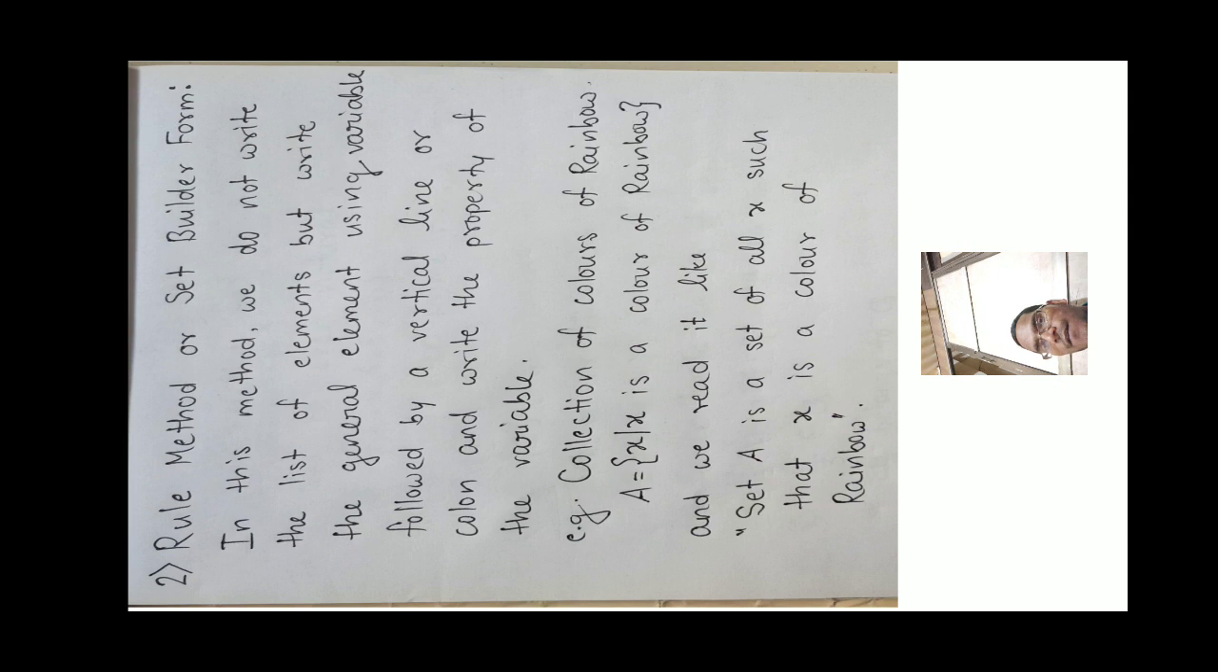So we have seen two methods. First one is listing method and second one is rule method. In listing method or roster form, we have made the list of all the elements, and while writing the elements we have to make sure that we are not repeating any of the elements. If any of the elements is repeating, then write that element once only. No need to repeat it. If you repeat it, it will be wrong.